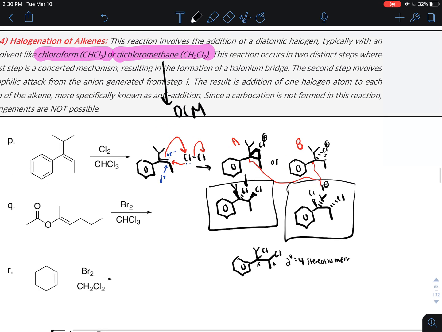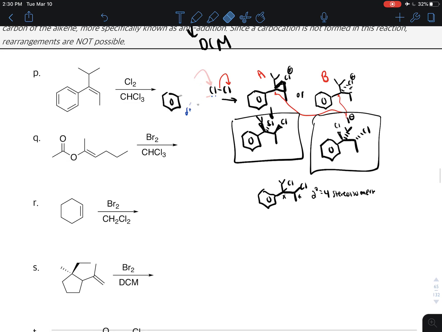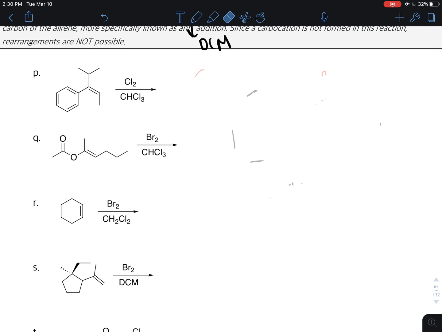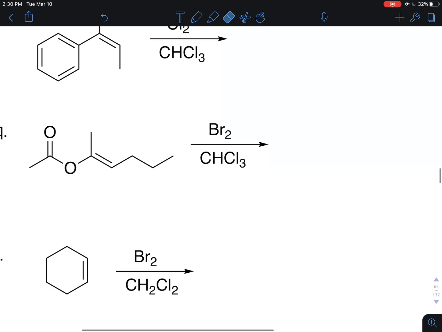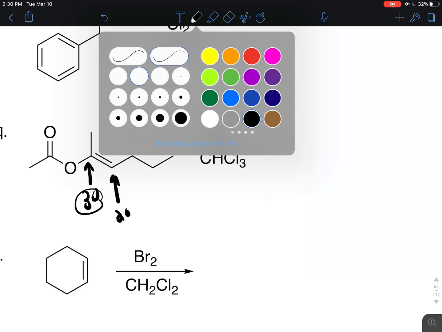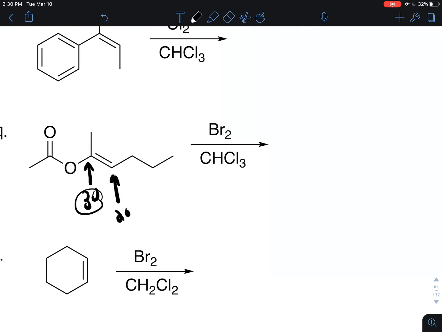So let's just jump right into predictive product sections. Okay, so for letter Q, we see that we have a pi bond, and we see that we have a tertiary position right here, and we see that we have a secondary position right here. Okay, so we know that where that bromide anion is going to attack, it's clearly going to be the tertiary position. Okay, so what you want to do is keep the sigma bond framework intact. So essentially, I want to draw this.